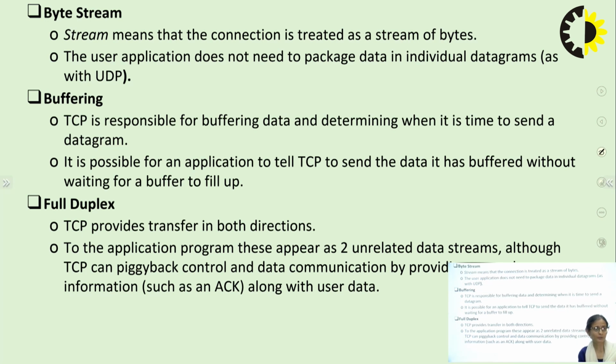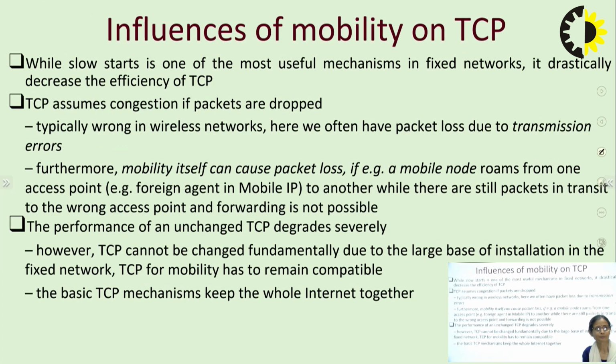It is a full duplex protocol, that is, it provides transfer in both directions. To the application program, these appear as two unrelated data streams, although TCP can piggyback control and data communication by providing control information, for example, acknowledgement, that is ACK, along with the user data.